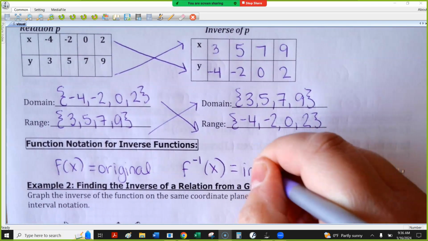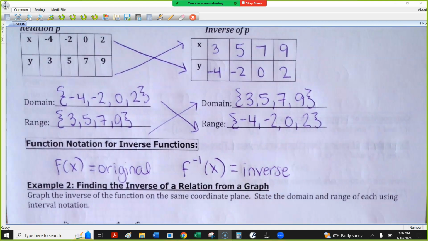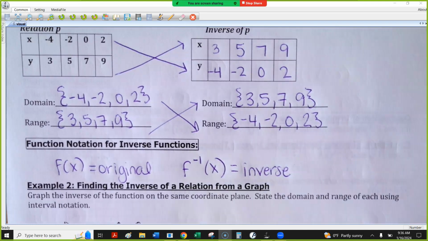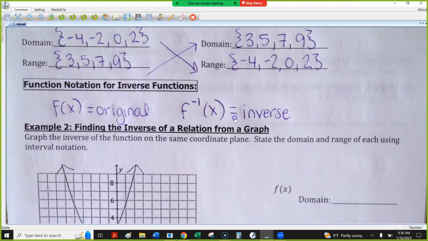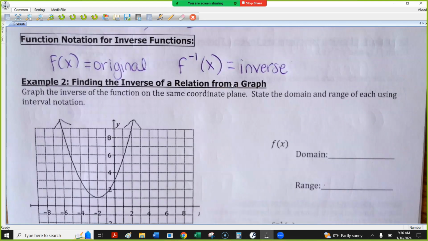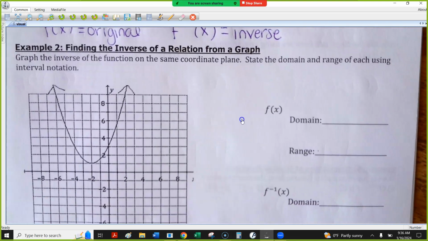So you're going to see that in the questions going forward today. So if you see that little -1, that's just going to be the inverse of the original that you have. And so my second example down here at the bottom, let me see if I can move this up. This one, we had a table. Now we're going to do this from a graph.